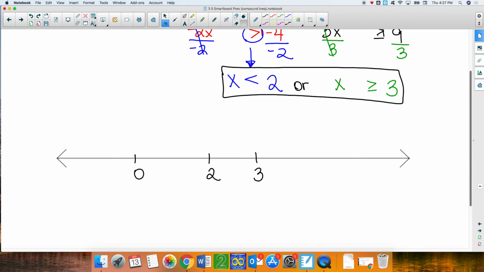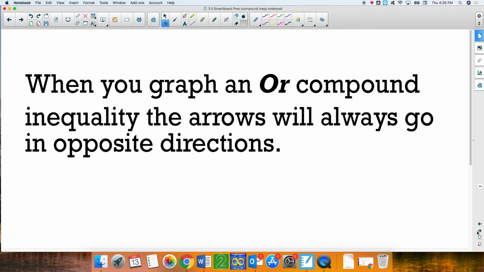We're going to graph the x less than 2 first. So that would be an open circle at 2, less than is to the left. X is greater than or equal to 3. That would be a closed circle because it's also equal to and greater than. That would be to shade right. Notice again, it's an or compound inequality, and so we shade in opposite directions. And that's all this last slide is talking about, shading in opposite directions.